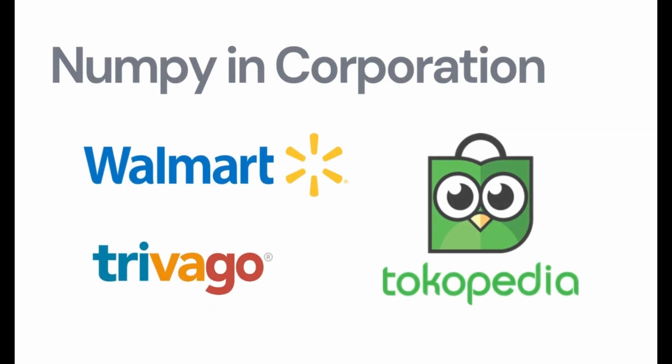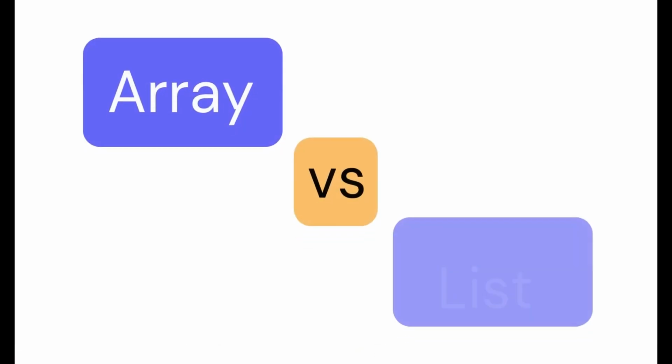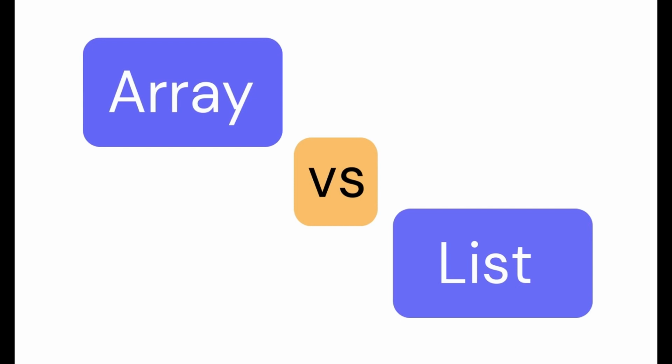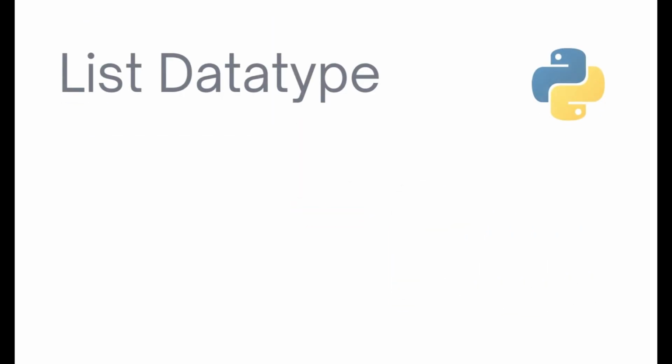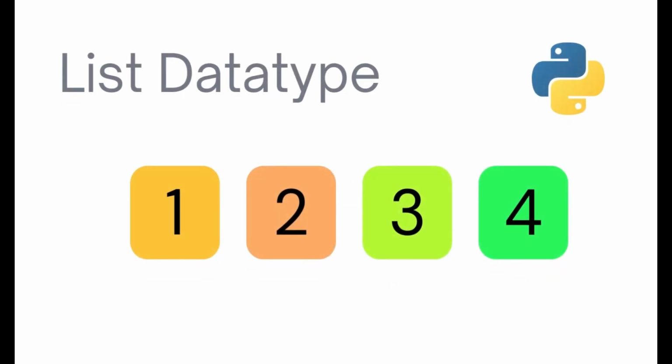Talking about the corporate use of NumPy, it is used at Walmart, Trivago, and Tokopedia. First of all, before discussing NumPy arrays, I have to discuss the difference between a list and an array. Well, we have discussed lists in our previous videos in the Python playlist.